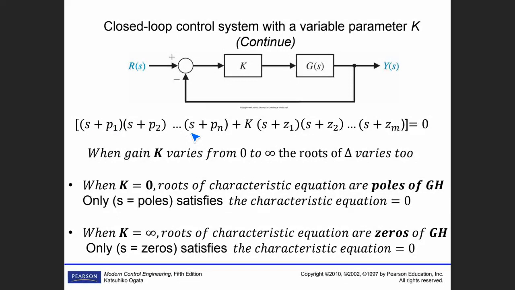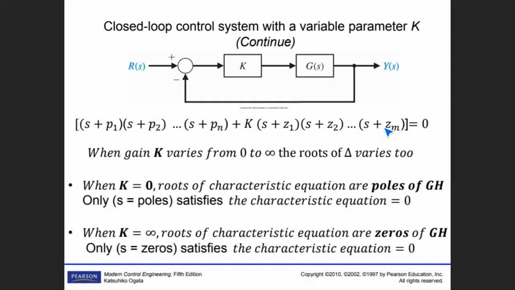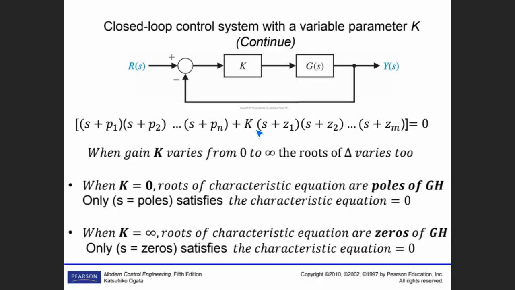However, when k equals infinite, then in order to make this term equal to 0, your system zeros should satisfy that one. So your journey is starting from the roots at k equals 0, and ends up with zeros.